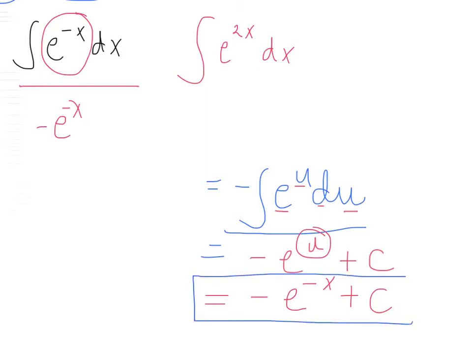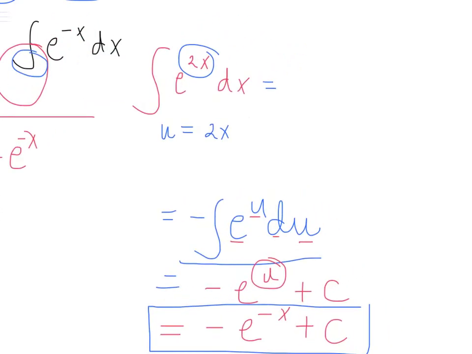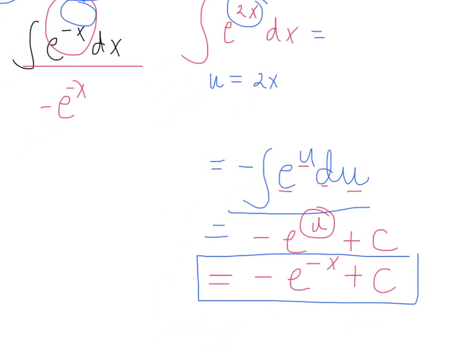But what I want you to understand is, what if I change negative x into a different expression, such as 2x? So let's try it again. So this time, a good option for you is 2x. Okay, so if u is equal to 2x, then du must be equal to 2 dx. That means du over 2 is equal to dx.